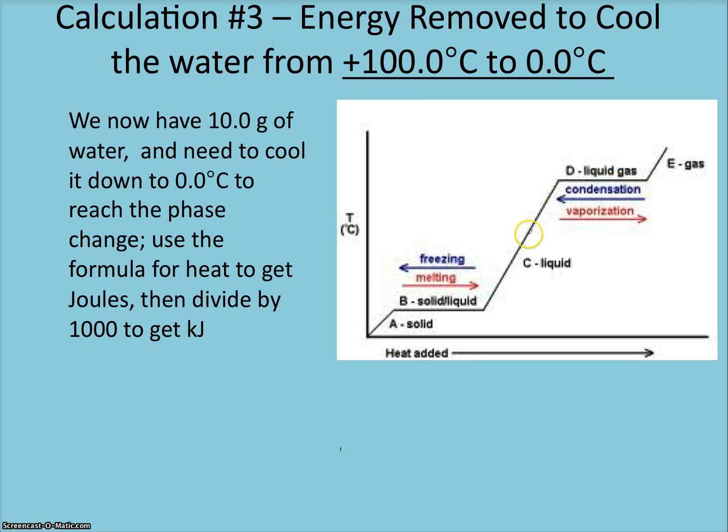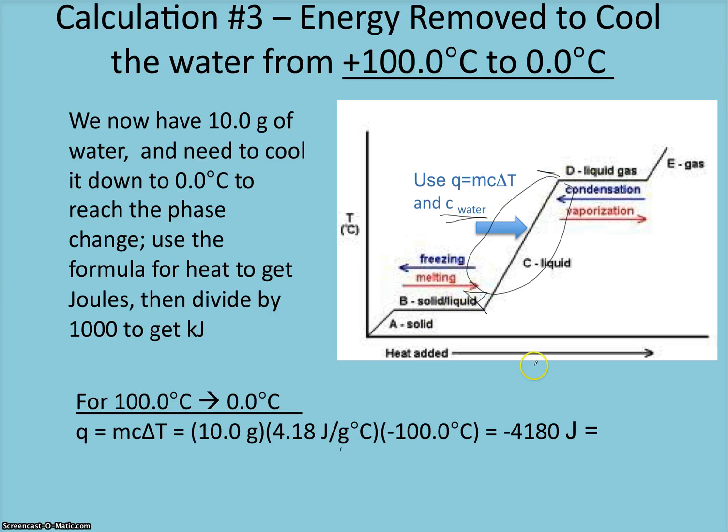Calculation 3. We're now here on the slopey part, right? So we can use the C for water that we're familiar with, 4.18 joules per gram degree C. We have our same 10 grams, and we now have a delta T because we're going to go from 100 down to 0. And there is the setup: mass times C times delta T, still negative, taking energy out. There's our kilojoules.